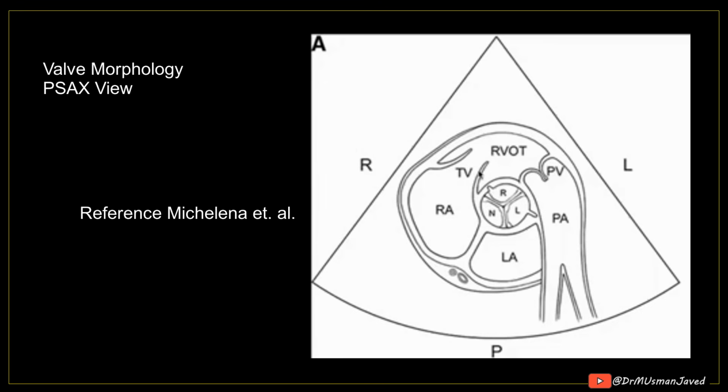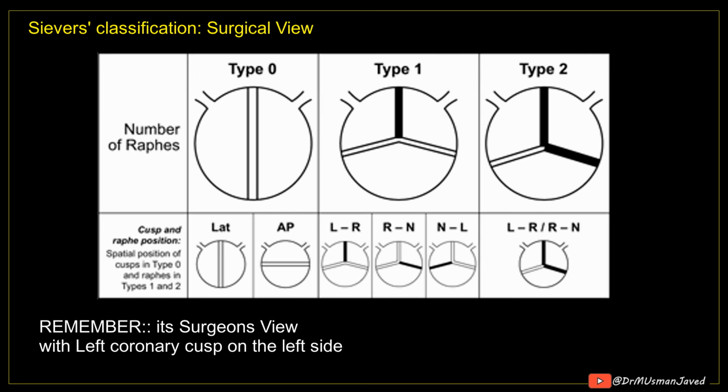This is an illustration from Michelena et al. showing the orientation of the cusps that we see on a short axis view. So the right, left, and non-coronary cusps. And this is the Sievers classification by Sievers and Schmidtke from a publication in 2007, which helps us classify the different types of bicuspid aortic valves.